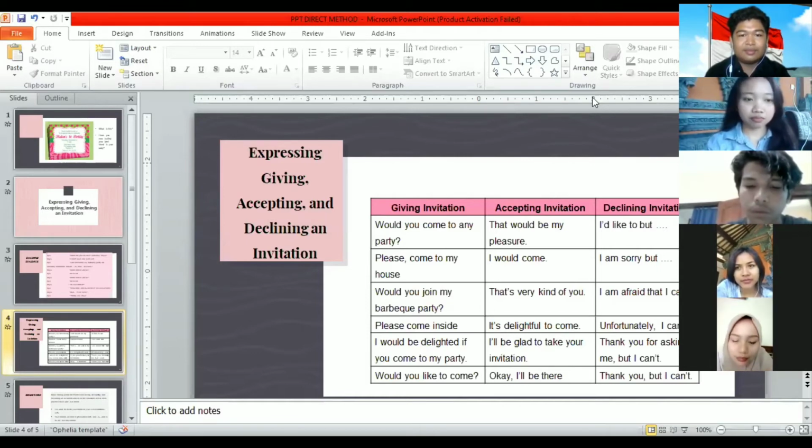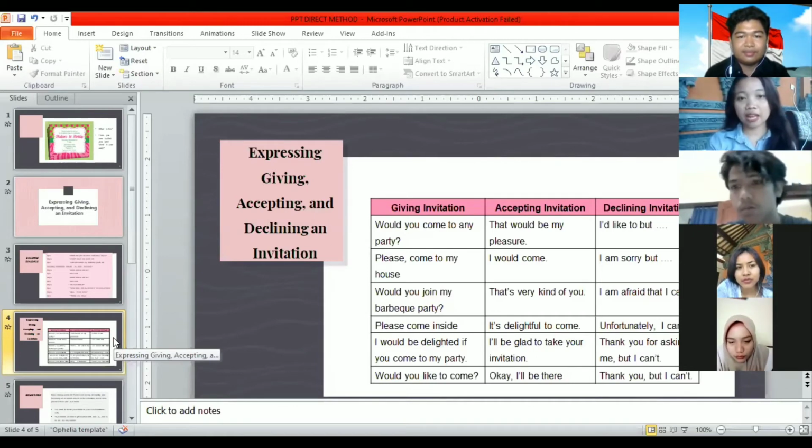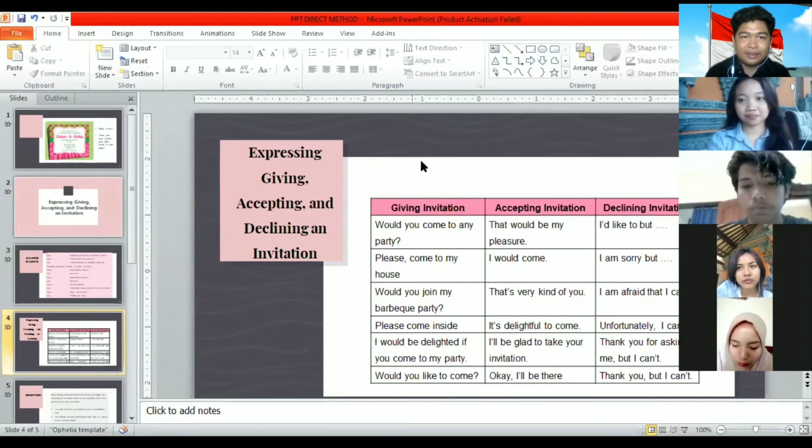Okay, now I would like to give you a task. I want to divide you into several groups, and one group consists of 2 students. Then you can make a dialogue about giving, accepting, or declining an invitation. Now please work with your groups, and I will wait for it. Okay, Miss.